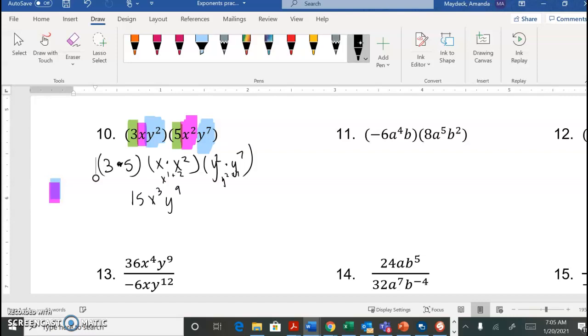Don't freak out when you see something complex like this. You're going to be totally fine. All you have to do is follow those exponent rules, and then you end up with a pretty simple answer.